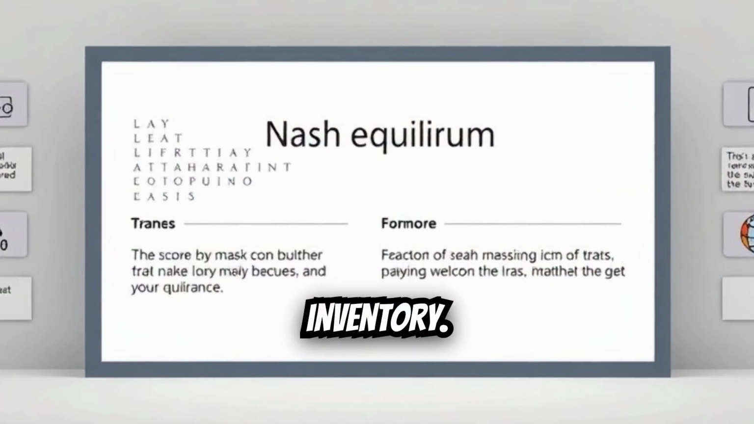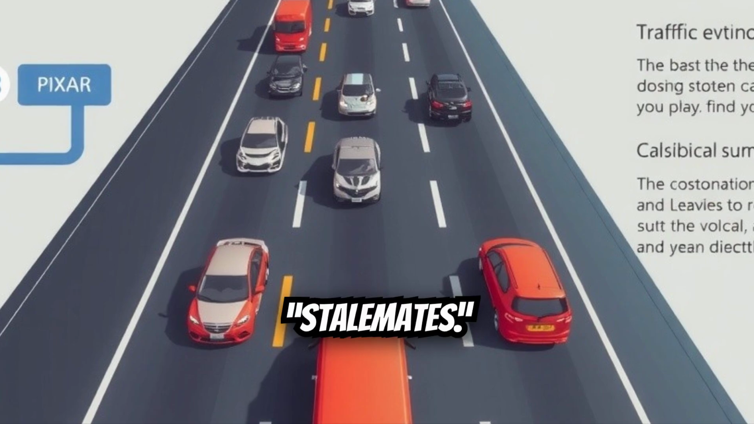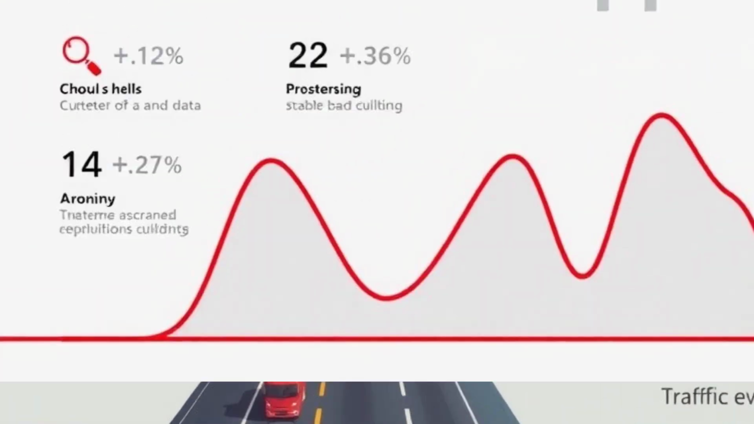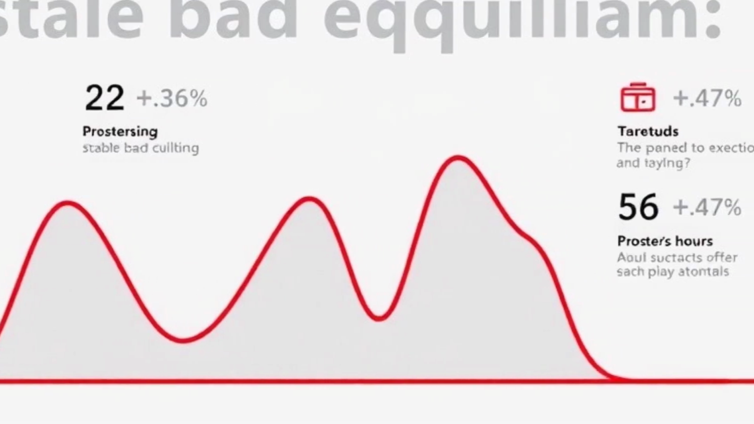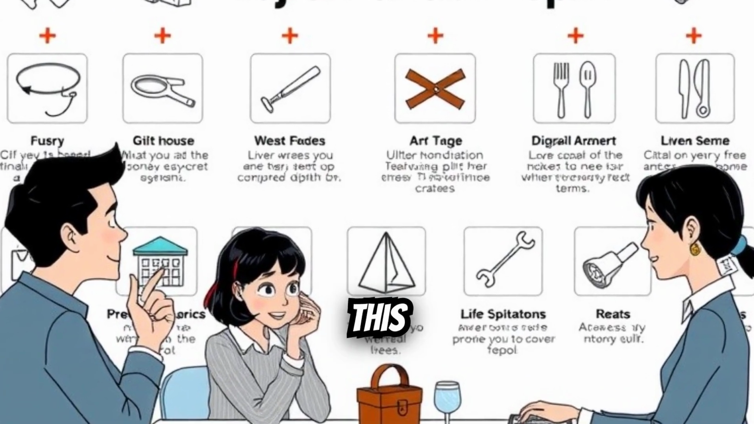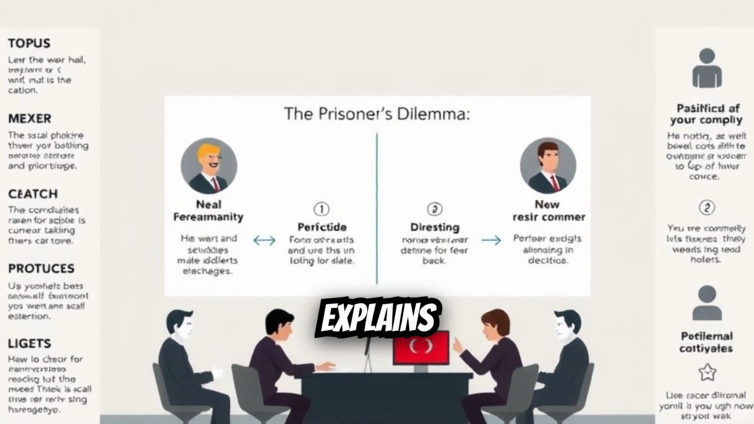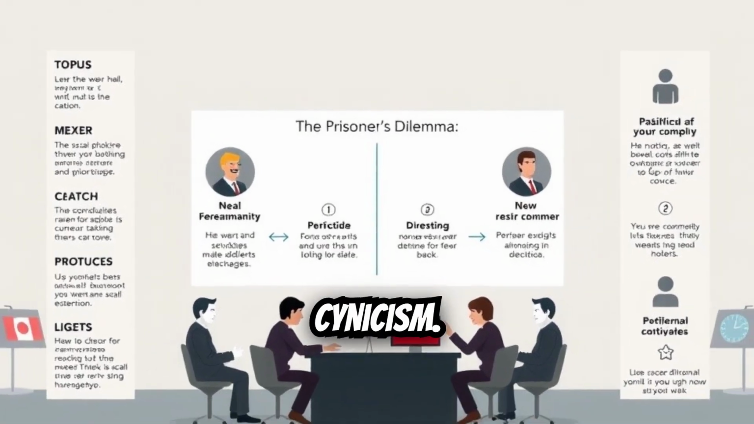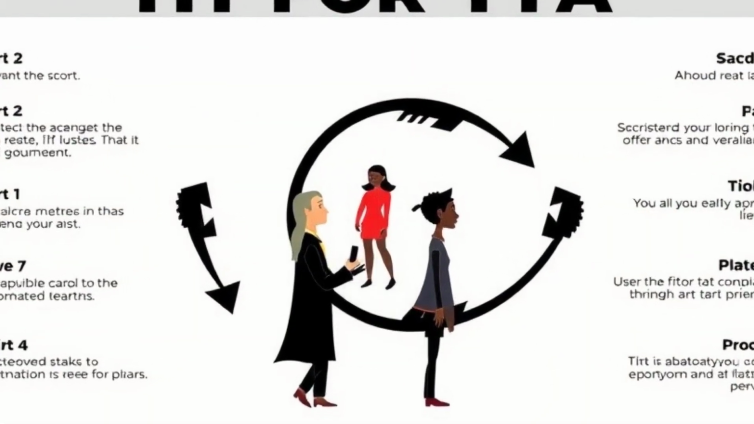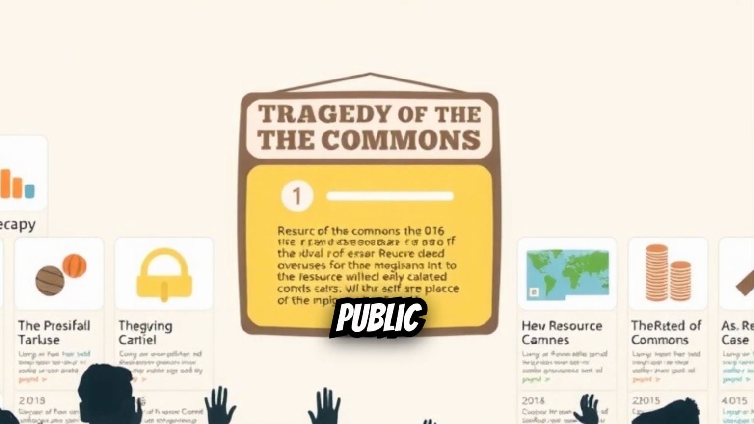2. Claim inventory. A. Nash equilibrium explains traffic lane stalemates. B. Concert standing is a stable bad equilibrium. C. Ultimatum game shows people reject unfair splits. D. This rejection is hardwired and evolutionary. E. Prisoner's dilemma explains politics, doping, and cynicism. F. Tit for tat is the best long-run strategy. G. Tragedy of the commons governs many public problems.